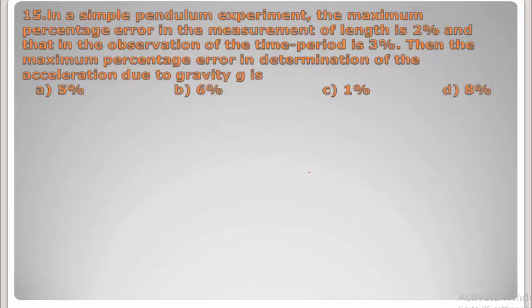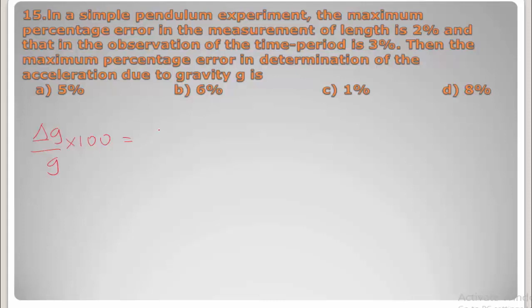In a simple pendulum experiment, the maximum percentage error in the measurement of length is 2%, and that in the observation of time period is 3%. Then the maximum percentage error in the determination of acceleration due to gravity. So again, you have to find delta G divided by G into 100. Read the question carefully. It is given that the percentage error in length is 2% and time period percentage error is 3. Find the value of percentage error in G.